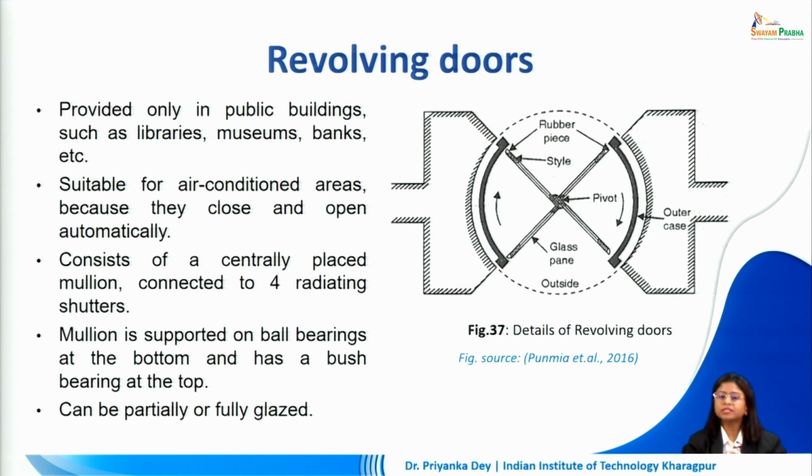Now this consists of a centrally placed mullion which connects to 4 radiating shutters. Now the mullion is supported on ball bearings at the bottom and has a bush bearing at the top. Now this can also be partially or fully glazed. If we do not have the requirement of hiding the lower portion or reducing visibility in the lower portion, we can go for a fully glazed revolving door. Based on the design or the space that we are opening up this door into, we can select the type of look that we want for the revolving door.